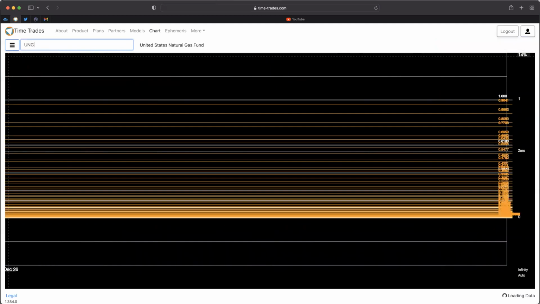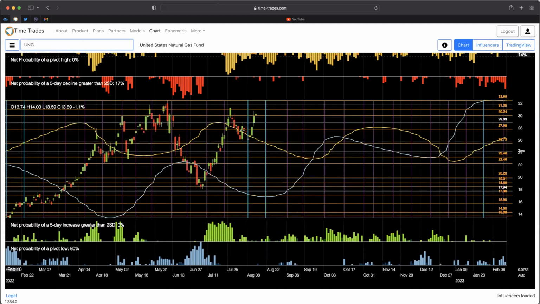Okay, so let's take a look at UNG. Let's see what Time Trades has to say about UNG. So there's a nice cluster of pivot highs here, again, right around our teal line day on the 19th, 22nd. So that's probably when I'm going to be taking off some of my natural gas position. This thing, as you know, is very volatile, and you want to lock in profits whenever you get a chance.